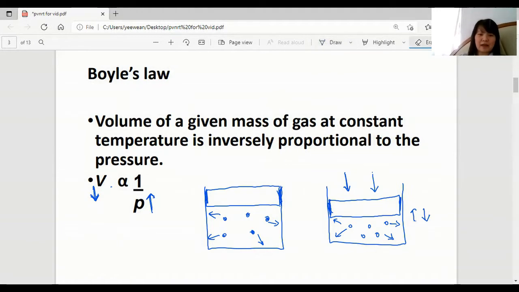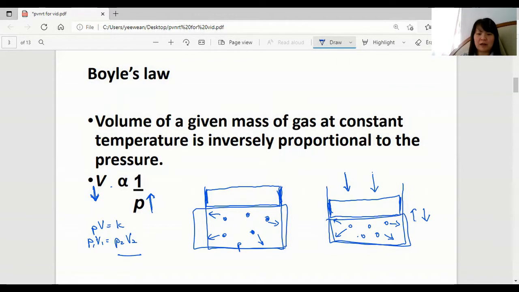Okay, so if that's the case, PV equals a constant, I can also say that P1 V1 equals P2 V2. What does that mean? The pressure here, multiplied by the volume here, which is larger, is equal to the pressure here, which is higher, multiplied by the volume here, which is smaller. So it's going to be a constant.